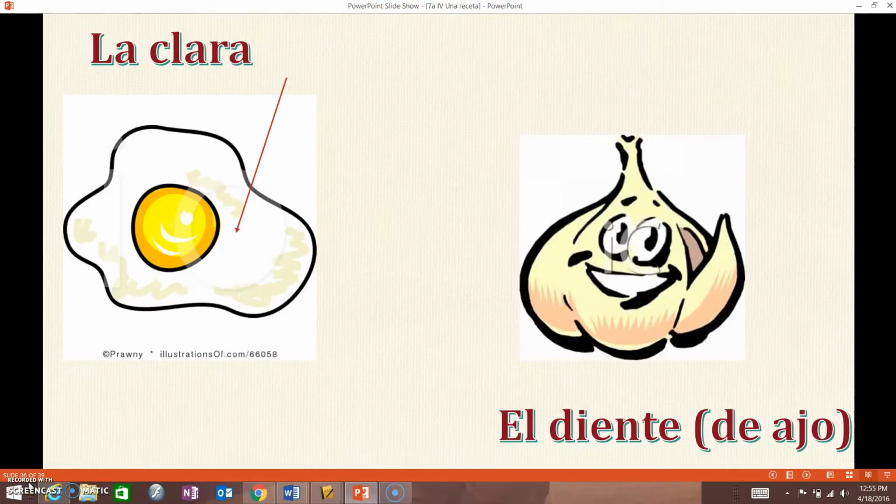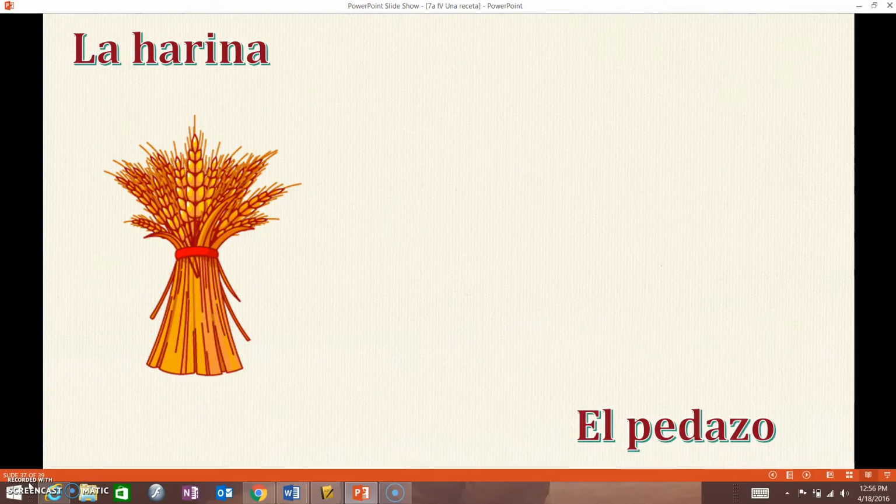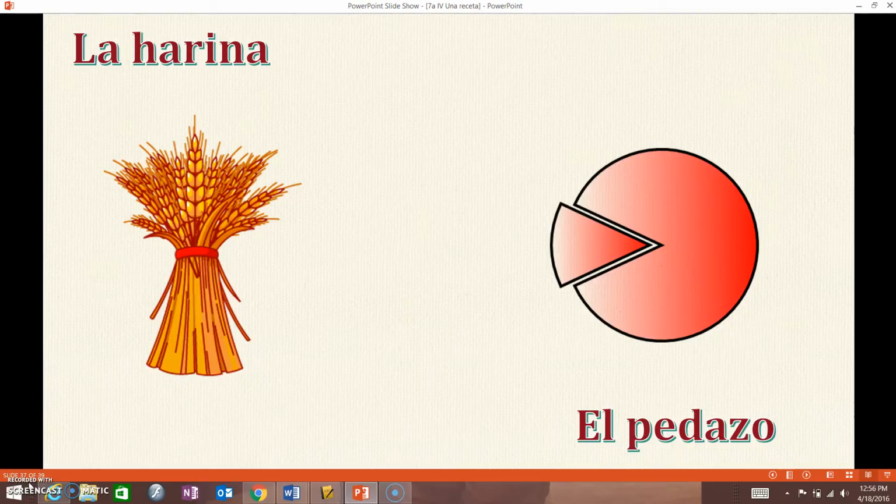El diente de ajo, diente is teeth, and in this case they call it garlic teeth because garlic comes in a big bulb and it has different sections. So each little section, we call it a clove of garlic, they call it a tooth of garlic. El diente de ajo. La harina es una cosa que se usa para hornear, to bake. A lot of times, pretty much everything calls for flour. La harina, flour. El pedazo es como un trozo. Trozo is a piece, so el pedazo is a piece. So you might need a piece of something, un pedazo.